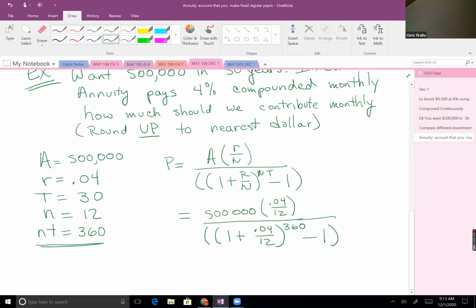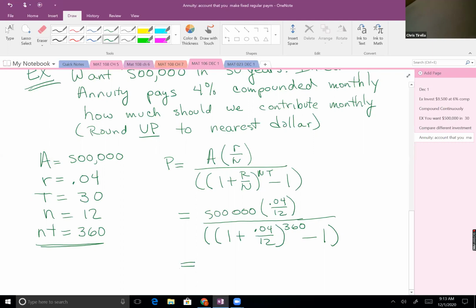And I'm going to type that in the way it looks. So I'm going to do my 500,000 times parentheses 0.04 divided by 12. I'm going to close those parentheses, hit the division symbol, which gives me a slash line that looks like a fraction. Then I'm going to open two parentheses, 1 plus 0.04 divided by 12, close one set of parentheses, raise it to the 360th power, subtract 1, and close the other parentheses.